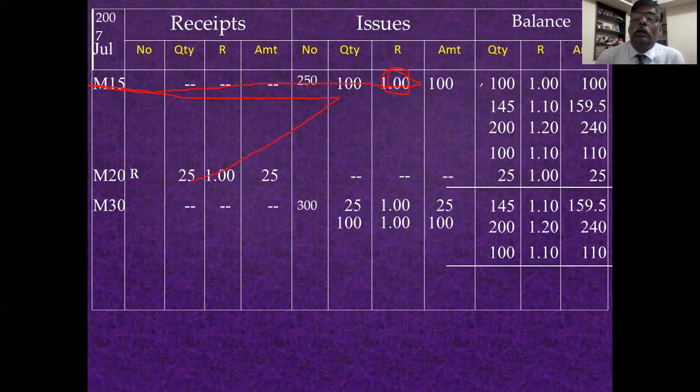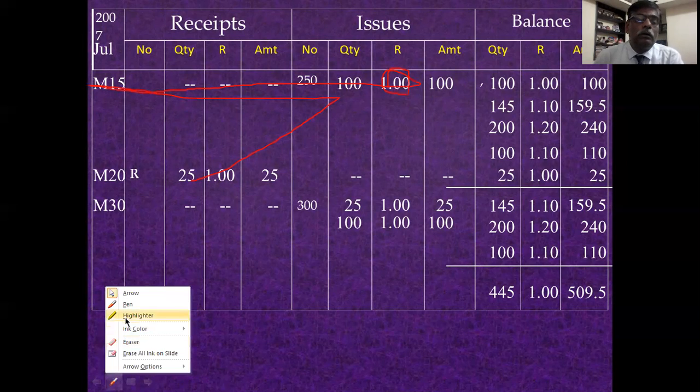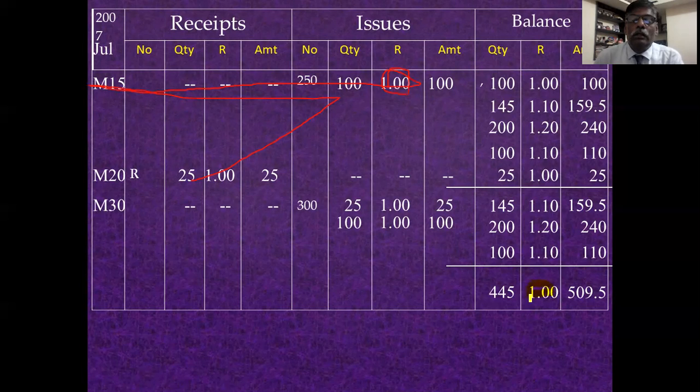Then you take the total. Total quantity is 445. Then you don't write the rate. Amount is 509. You don't write this rate. Only in the quantity column and amount column, you take the total.